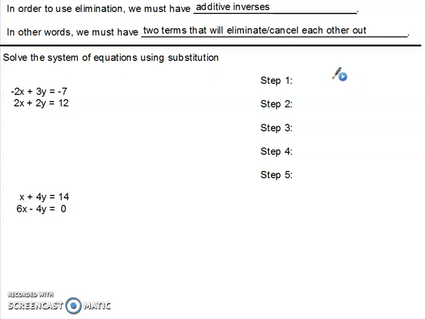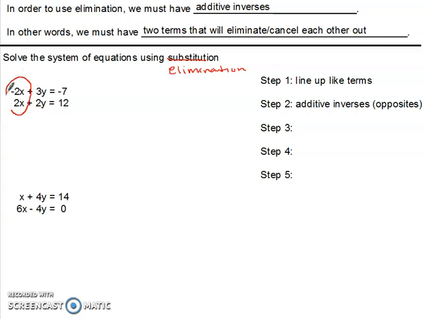So step 1, when solving by using, this should actually be elimination. Step 1, line up my like terms. So I've got my x's lined up, my y's lined up, then the equal sign, and then my constants. So everything's lined up. Step 2, we have to have opposites or additive inverses. So if I look at my x's, if these are opposites, then good. If not, we move on to our y's and see if we have opposites.